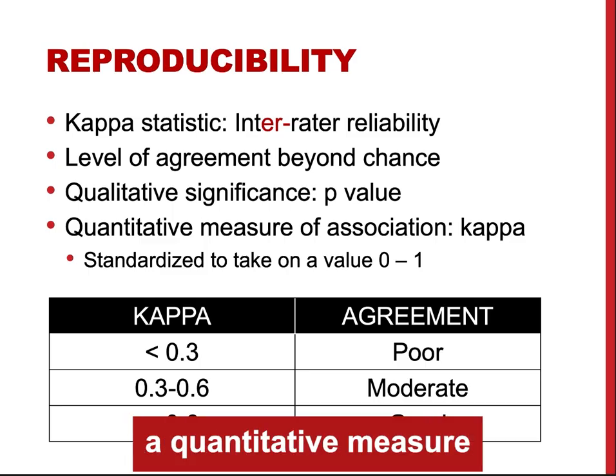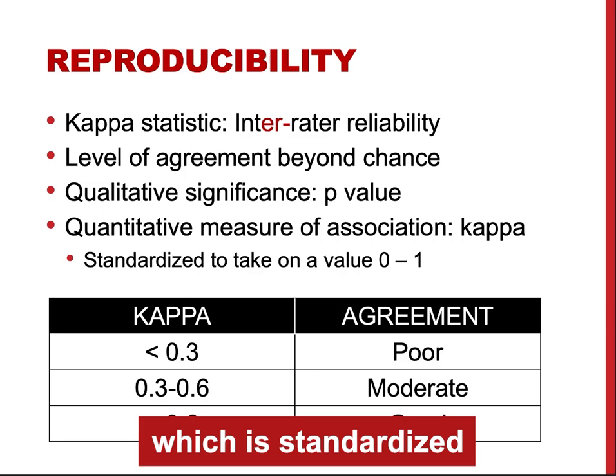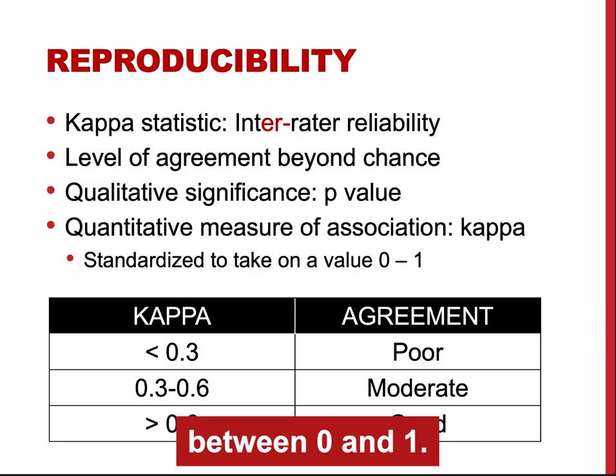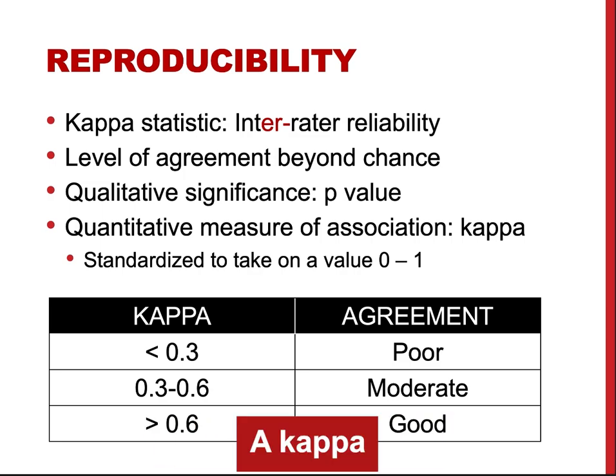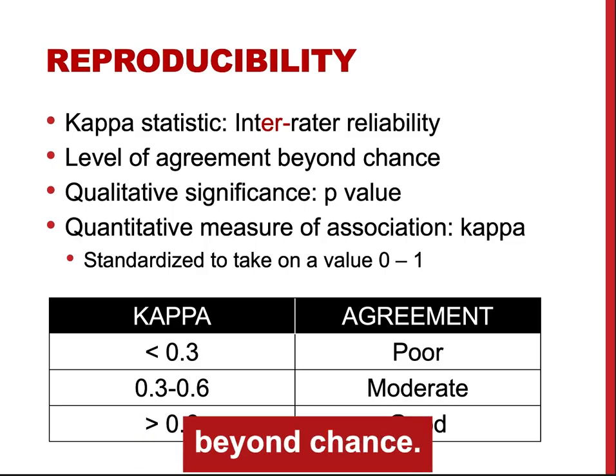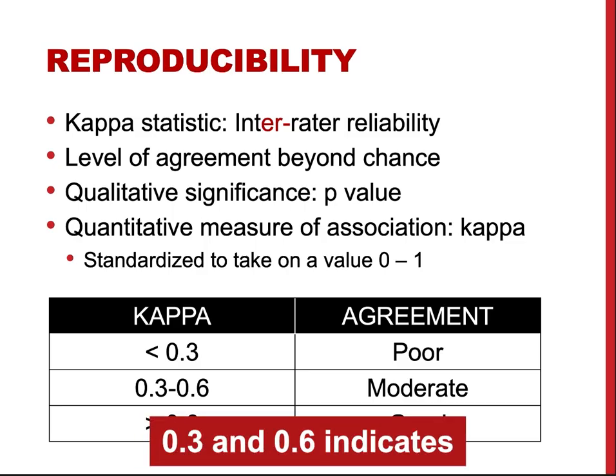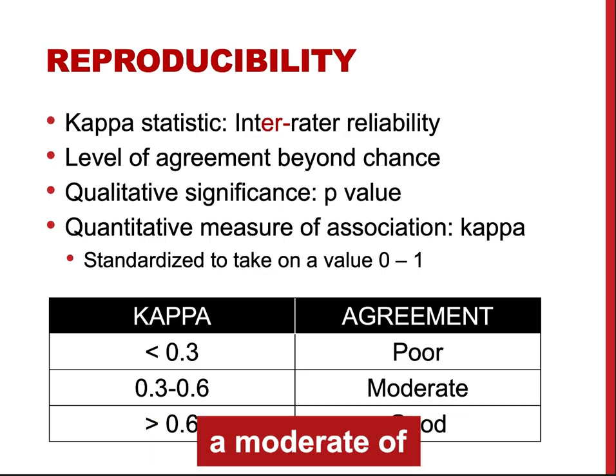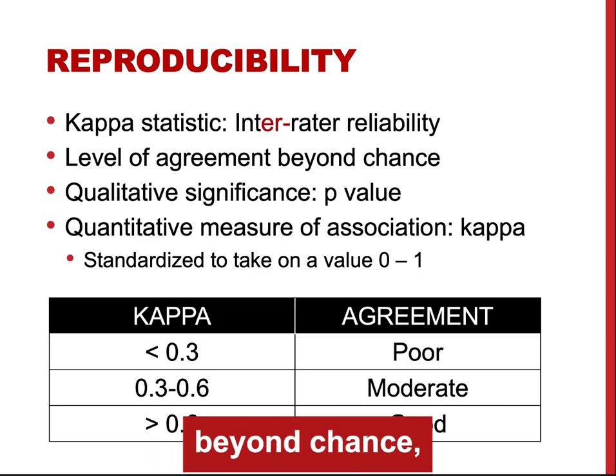Kappa provides a quantitative measure of association, which is standardized to take on a value between 0 and 1. A kappa less than 0.3 indicates a poor level of agreement beyond chance. A kappa between 0.3 and 0.6 indicates a moderate level of agreement beyond chance. And a kappa greater than 0.6 indicates a good level of agreement beyond chance. It is important to remember that kappa indicates agreement. It does not indicate that the agreement is correct.